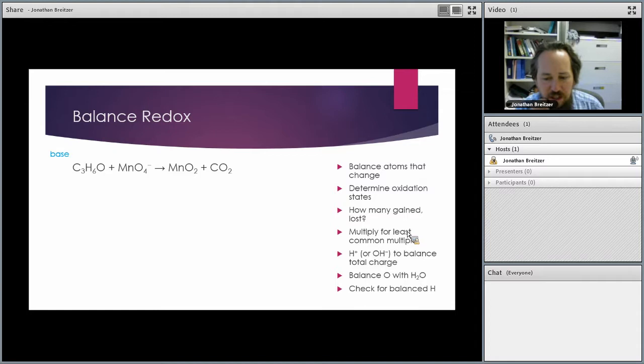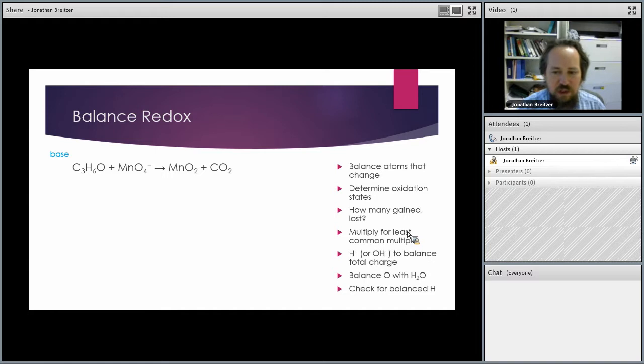Now, whether you add H plus or OH minus depends on whether you're balancing in acid or in base, and it will tell you which it is. In this case, we're balancing in base, so we'll add OH minus. Then you look at the oxygens and balance them with waters as needed. And then the final step is just a checking step. We never actually balance the hydrogens. They should balance themselves. Check to be sure they do. If they don't, go back and see where we messed up.